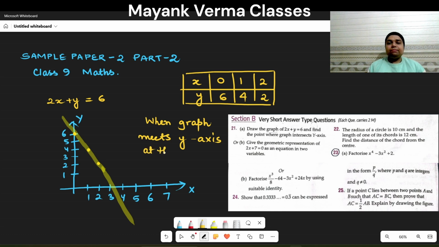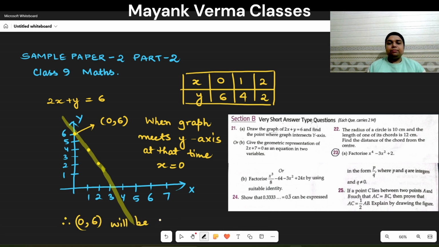At that time x will be equal to 0. We can also observe this point from the graph itself; it will be 0, 6. Therefore 0, 6 will be the intersection point. Now let's see the next question.